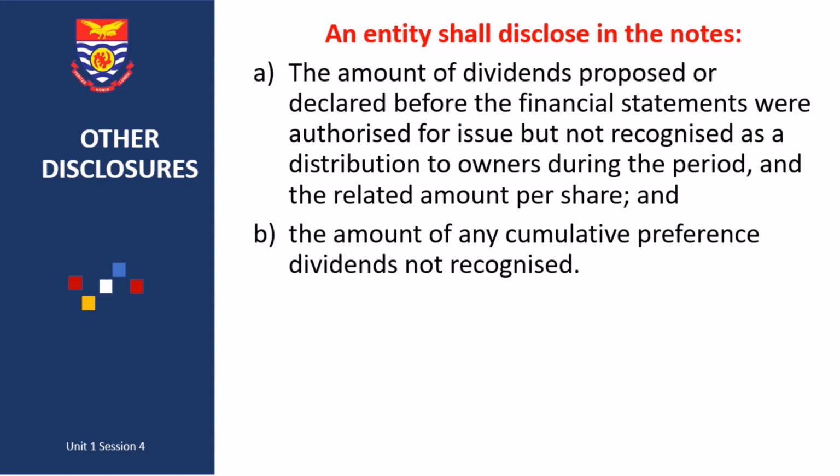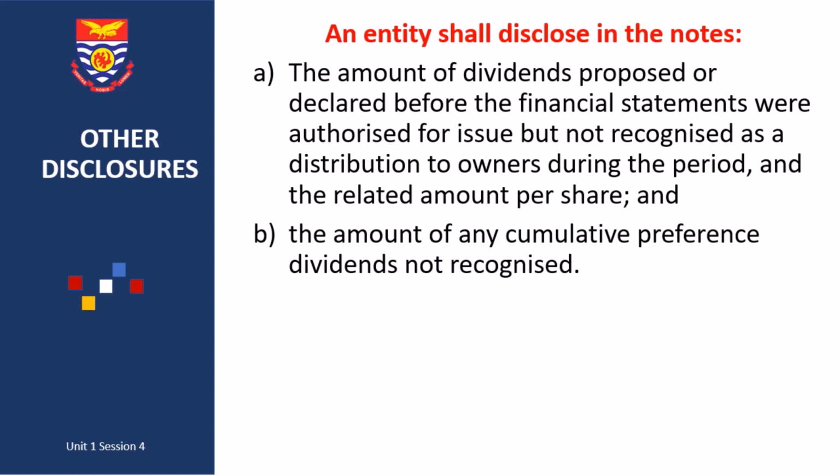We have other forms of disclosures. As an entity, you shall also disclose in the note the amount of dividend proposed or declared before the financial statement was authorized for issue, but not recognized as a distribution to owners during the period, and the related amount per share. So if a dividend has been proposed or declared before the financial statement was authorized, but this has not been recognized as a distribution to owners, as shareholders, during the period, then this has to be disclosed in the note, and you have to also state the amount of dividend per share.